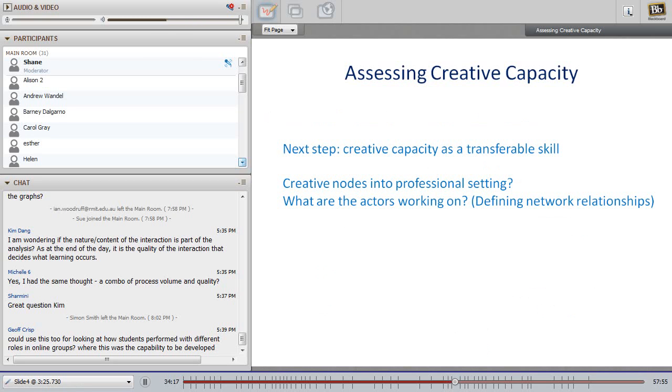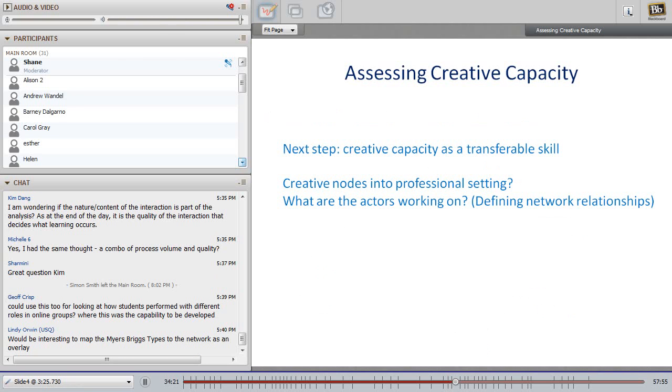So were there creative nodes in higher education, in the class setting? Did they transfer into a professional setting? And who were the actors then? What are they working on? Can we define those network relationships where this started to occur?